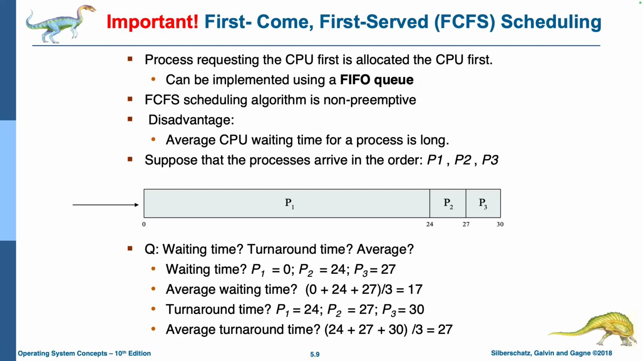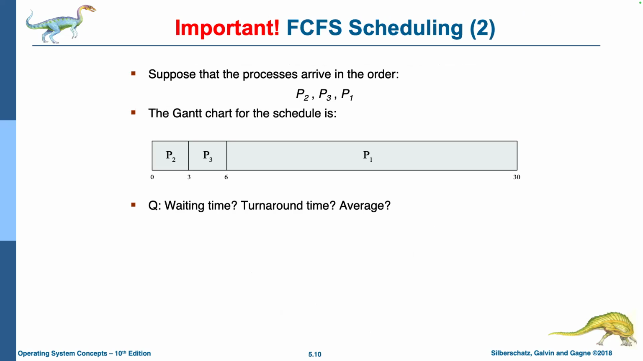So the question is, is this a good scheduling or not? Can we do better? The average waiting time seems large, 17. The average turnaround is 27. So a better scheduling algorithm should minimize these two. The CPU is fully used, 100% used, never lazy. Good. But can we do better? How can we do better?